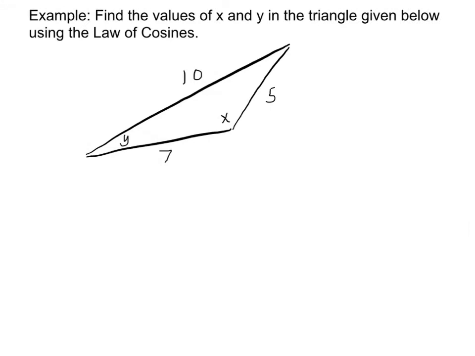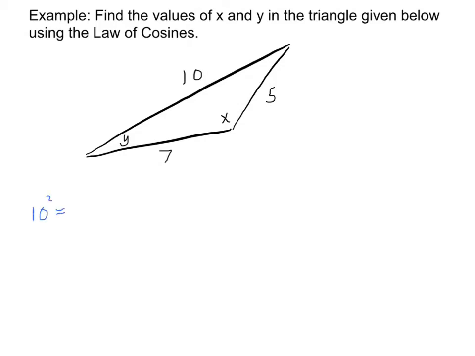So in this one, there are two separate parts. I want us to find the values of x and y in the triangle given below using the law of cosines. I'll walk through finding x, and then I'll leave you to find y on your own. So let's see. If I want to find x, I'm going to be putting cosine x at the end of the problem. So what does the law of cosines have to start with? In other words, when I'm solving for x, what do I need to put on the left side? Hopefully you recognize that's 10 squared.